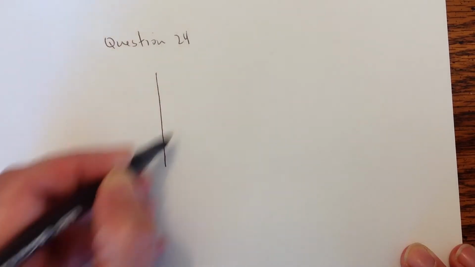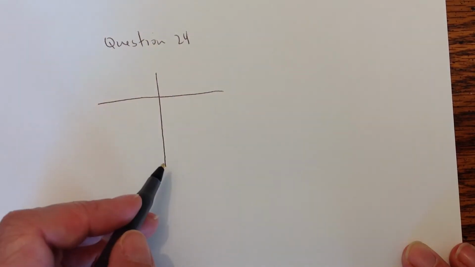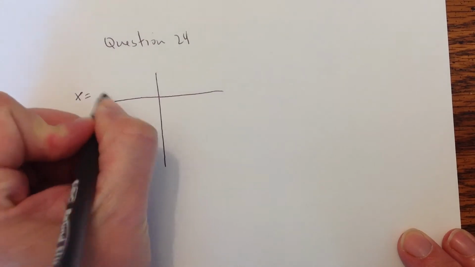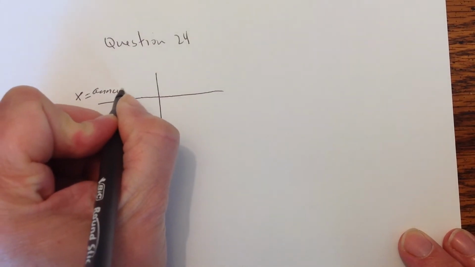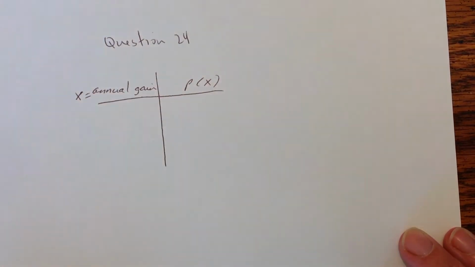Question 24 is an expected value problem about insurance. So we're going to draw a probability distribution table here, and what we are supposed to determine is the expected annual gain on such an insurance problem. So X is annual gain, and this is our P of X side.